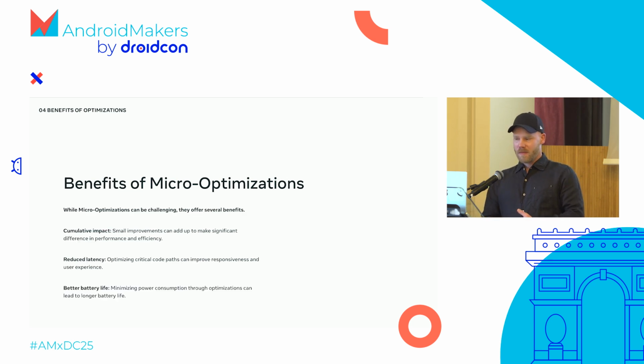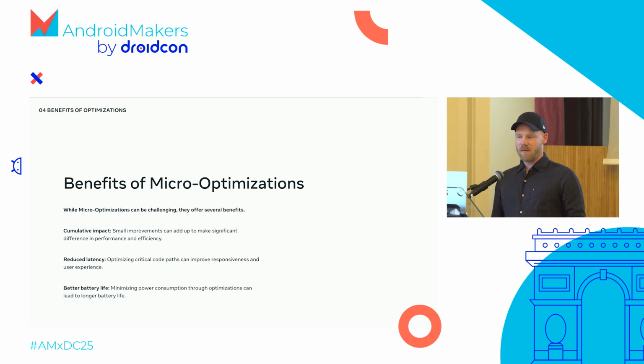So while these micro optimizations can be challenging, there are also a lot of benefits. There's, for example, the cumulative impact. That is kind of what I mentioned earlier, right? If you spread them out over the code base, if you improve small areas of the code base continuously, you're going to notice that, or at least the users are going to notice that. Depends a lot on your user base, but people will notice.